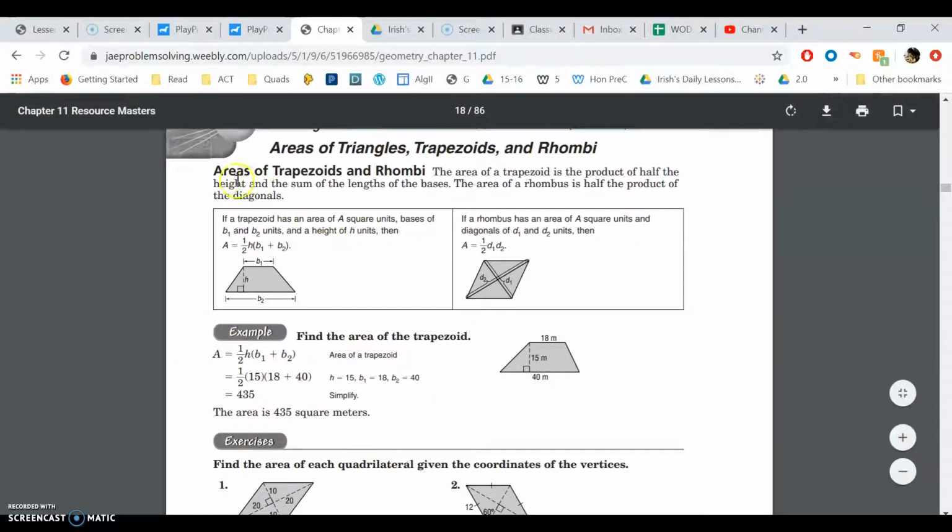Alright, what we're going to do is find areas of trapezoids and rhombi. Rhombi is the plural of rhombus. So we have a rhombus right here, which is like a square that is slanted a little bit. It has all congruent sides. And then we have a trapezoid right here, which has two parallel sides, like that.